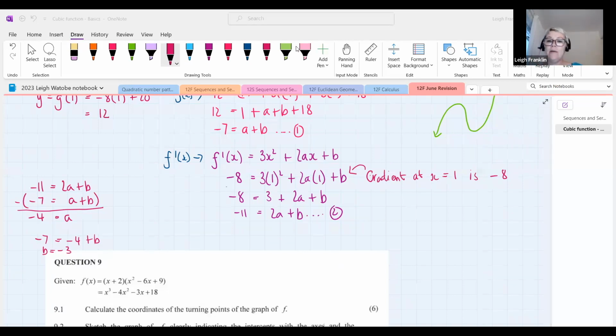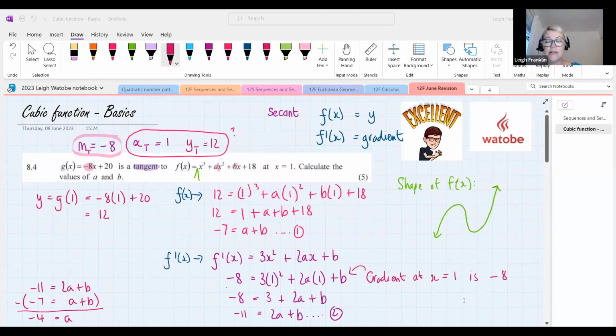Okay, so Leanne, again, I was talking to Amatle about that earlier. The gradient at x equals 1 is -8. That's what they were telling us by giving us the gradient of the tangent at that point. So that's why when you sub into f prime x, you've got to make the gradient equal to -8, because that's the gradient at that point. It's not the turning point. That's where we would make the gradient equal to 0.